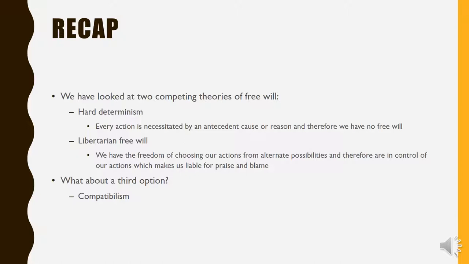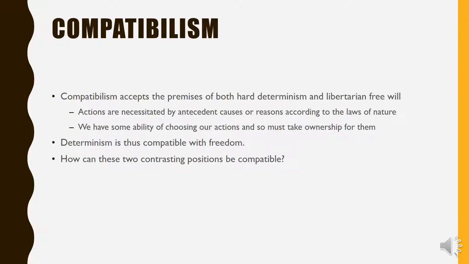Now, with both of these positions, both with their problems, both with their kind of intuitiveness, there is a third option that we're going to be talking about in this lecture, which is compatibilism. Compatibilism accepts the premises of both determinism and libertarian free will. So we can understand our choices scientifically by assuming that actions are necessitated by these antecedent causes or reasons according to the laws of nature, but that we also have the ability to choose our actions.